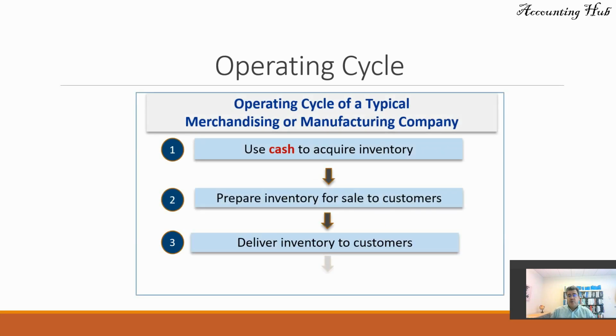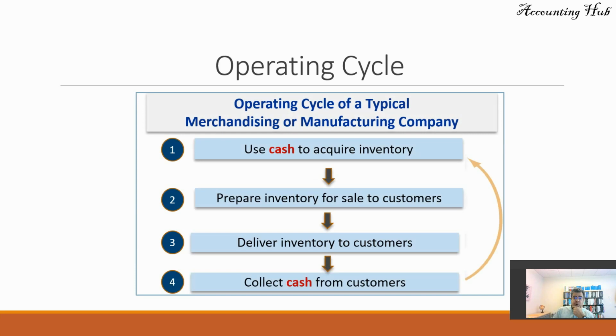So if we go to a regular merchandise or manufacturing company, we first start with acquire inventory. Raw materials or finished goods or whatever, but we acquire inventory. The second one, we prepare inventory for sale to customers. So this is related to inventory. If we are talking about a service company, they don't have these first two.